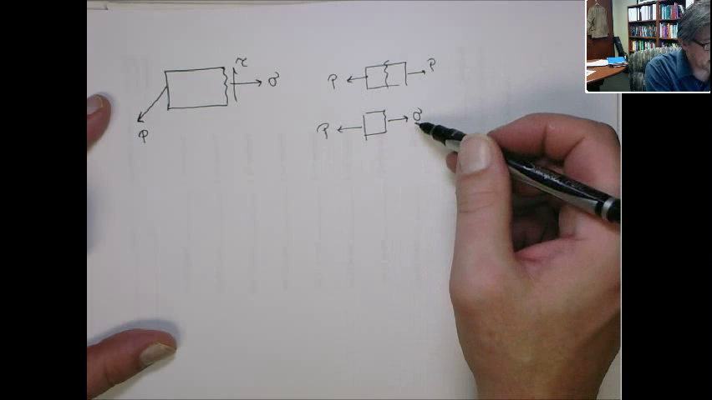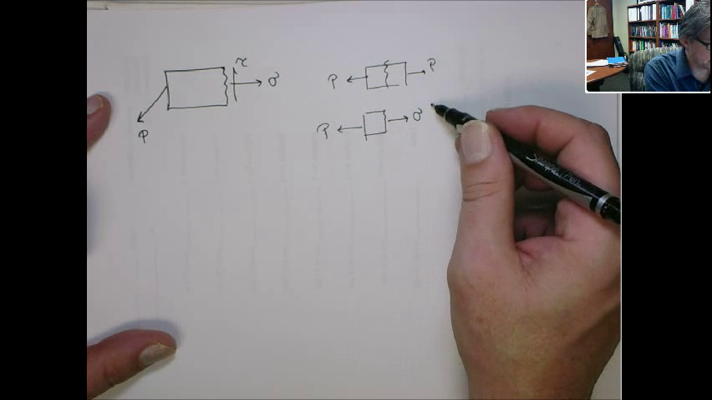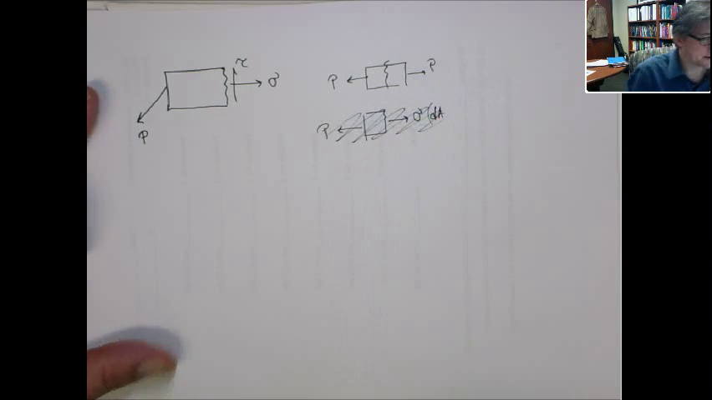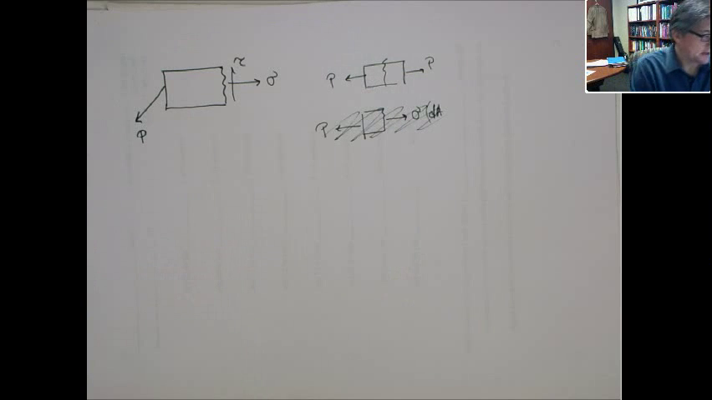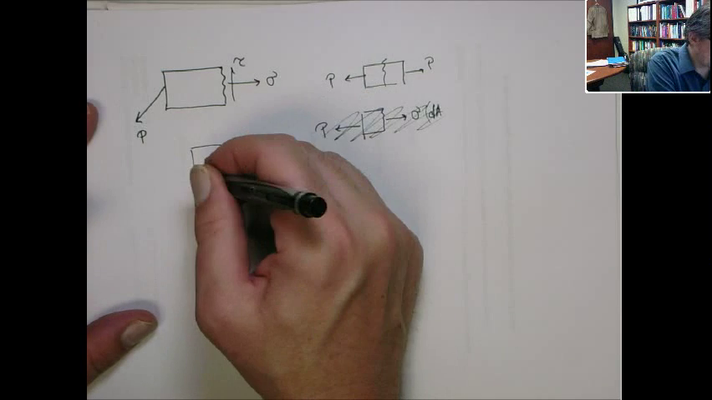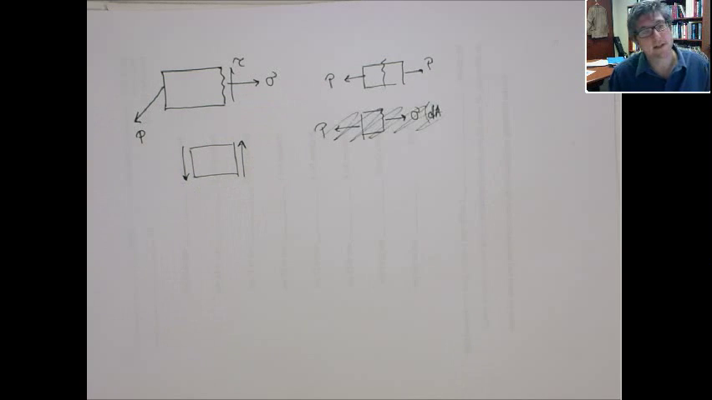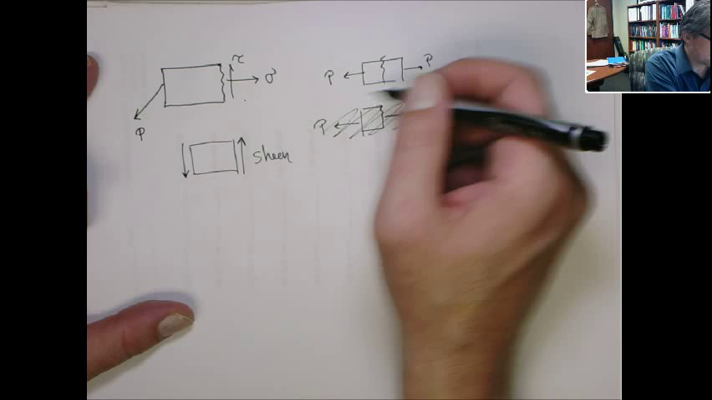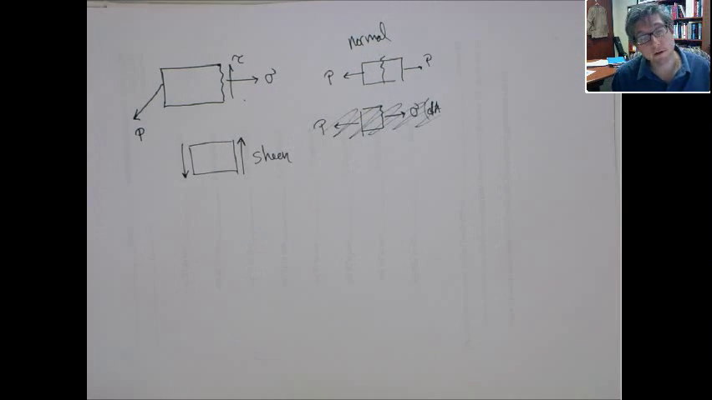Now I've kind of drawn this incorrectly. These are balanced. But that's that type of modality. The shear stress is, you have something like that. That tends to be a shearing type of phenomenon. Shear. So normal is the component normal to the plane, and the shear is the component in the plane.